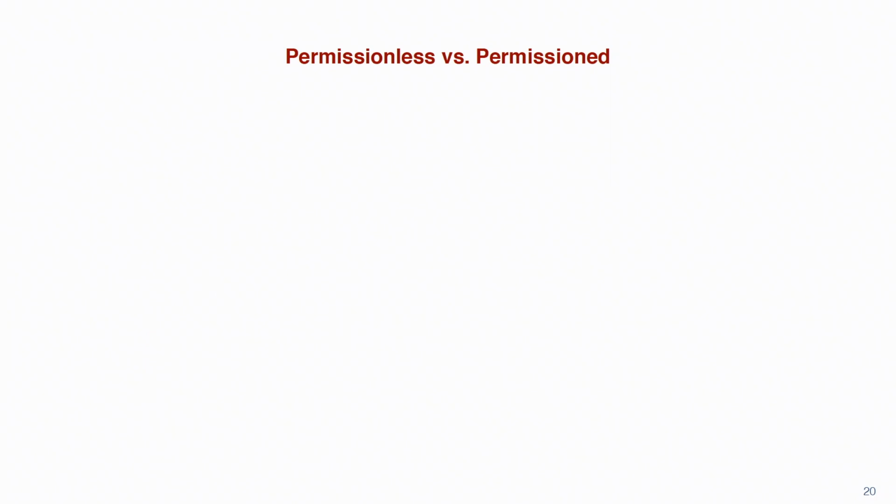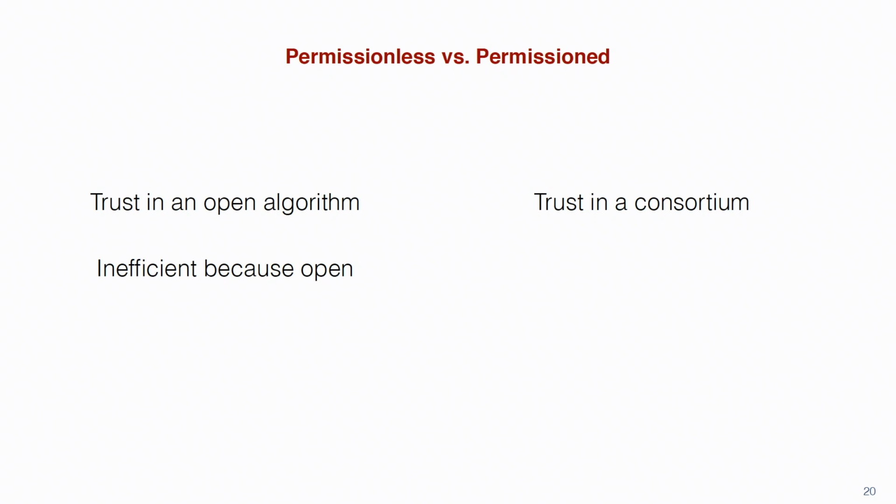So just a small comparison of permissionless versus permissioned. In permissionless, you trust typically in an open algorithm. You trust that it's not easy for a single entity to become the dominant player. So basically, you trust that the algorithm is not cheatable. Whereas in a permissioned setting, you typically trust in a consortium. In a permissionless setting, these are inefficient because they're open. Anybody can join and leave at any time. So it's a kind of freedom that you get. But this makes them inefficient, right?